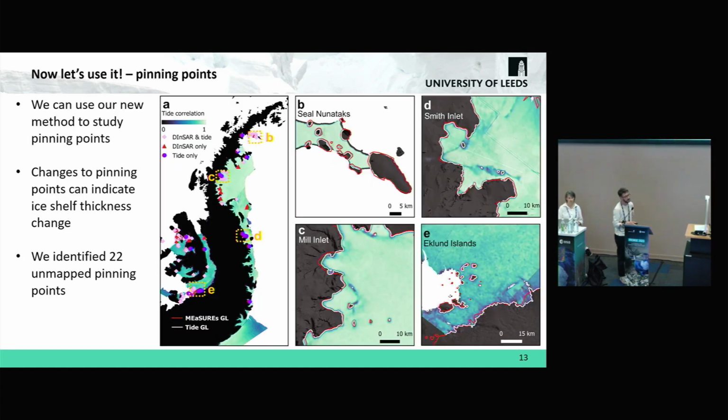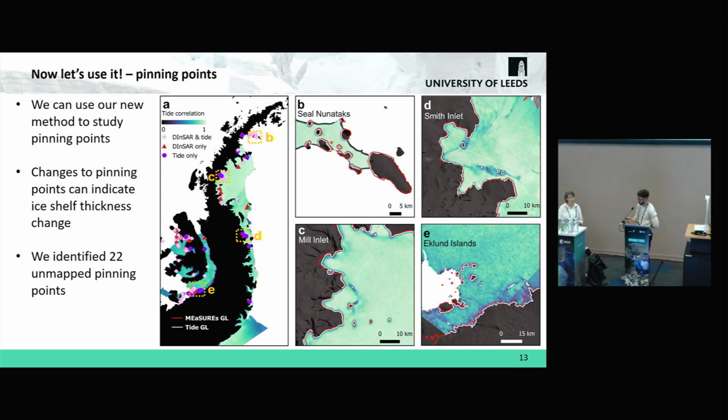So what can we use it for? Well, we can look at pinning points as one thing we can do. So around the peninsula, there's quite a lot of pinning points. They're important for ice shelf stability. We can look to see if they've changed. And we find that there's some pinning points that hadn't been mapped before. We also find others that disappeared.